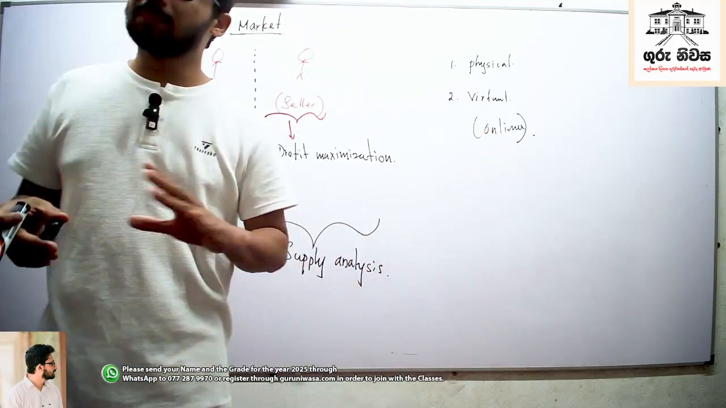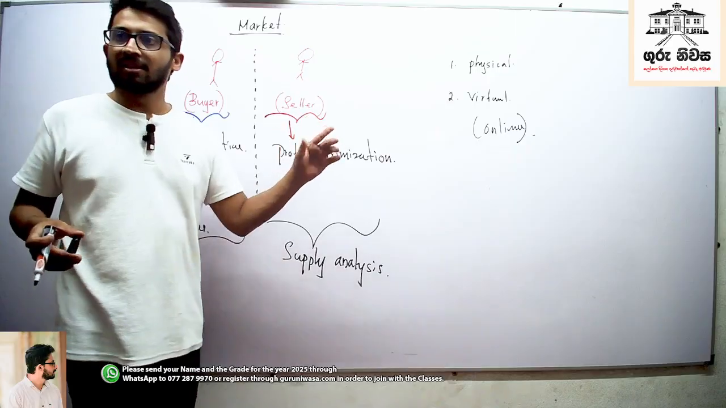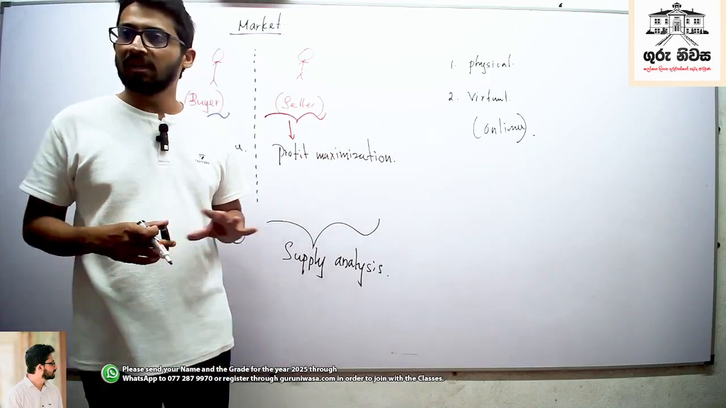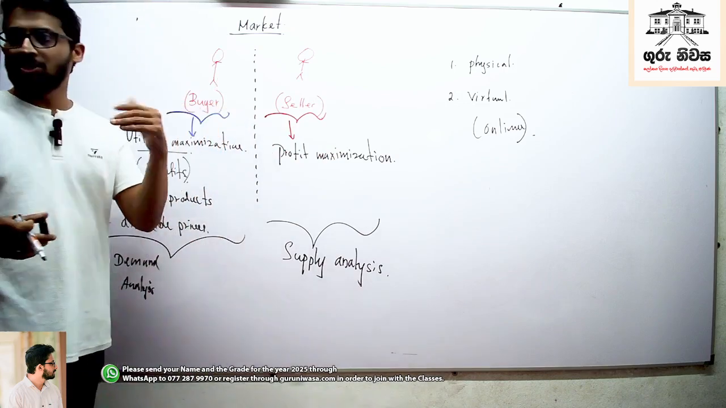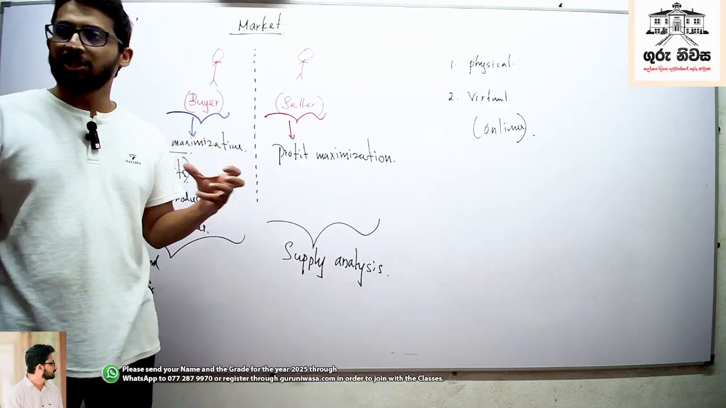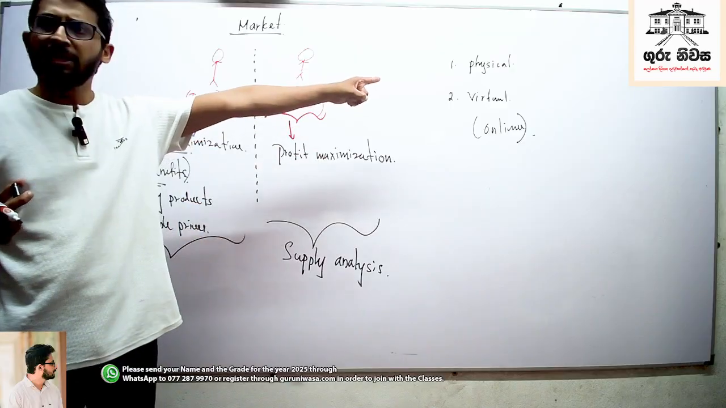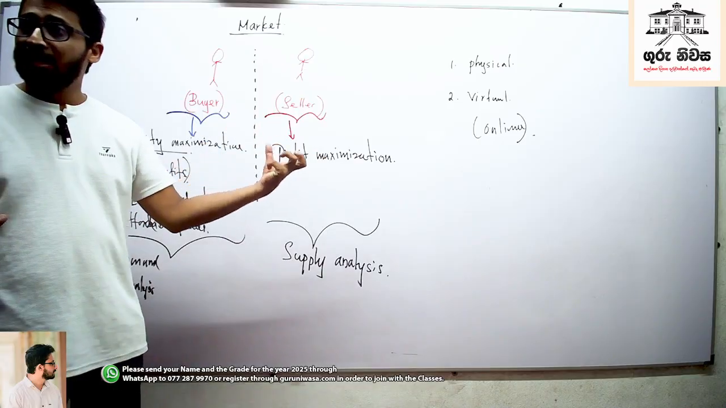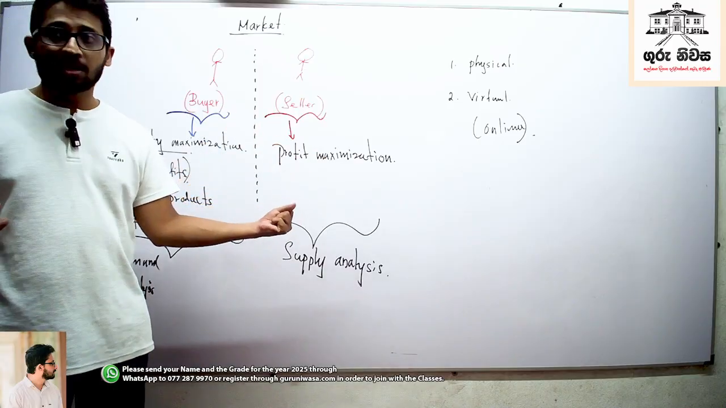Remember, the market can be either a physical place or a virtual place. Remember that point also. Then market is any place where buyers and sellers meet together to exchange goods. It can be a physical or virtual place. These are the main parties in the market.